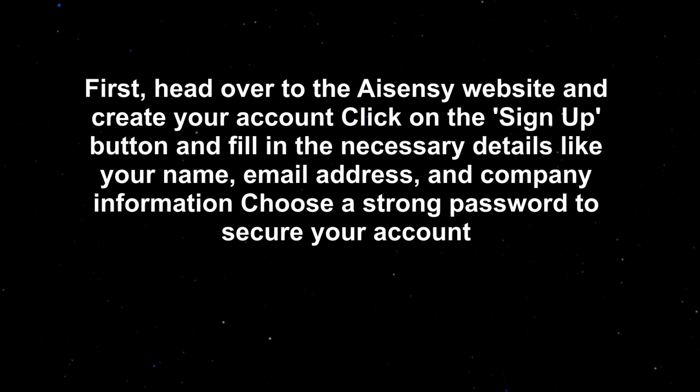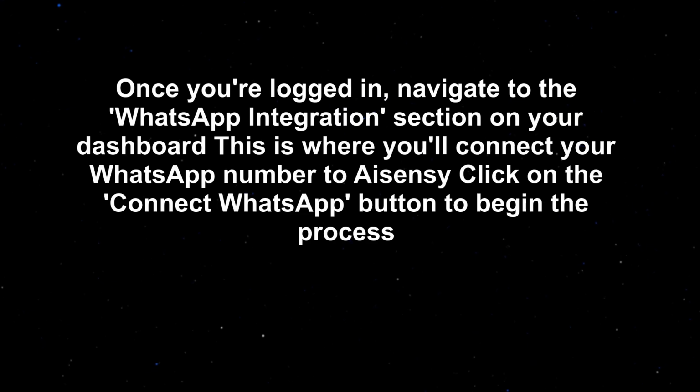Click on the Sign Up button and fill in the necessary details like your name, email address, and company information. Choose a strong password to secure your account. Once you're logged in, navigate to the WhatsApp integration section. On your dashboard, this is where you'll connect your WhatsApp number to Aisensy. Click on the Connect WhatsApp button to begin the process.